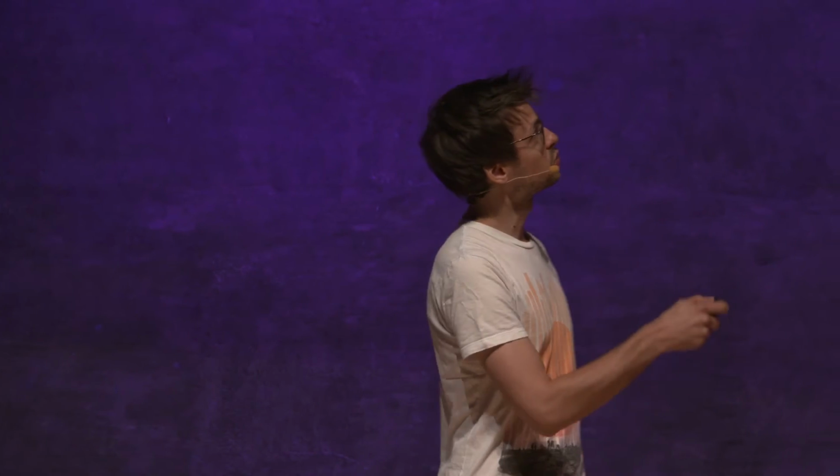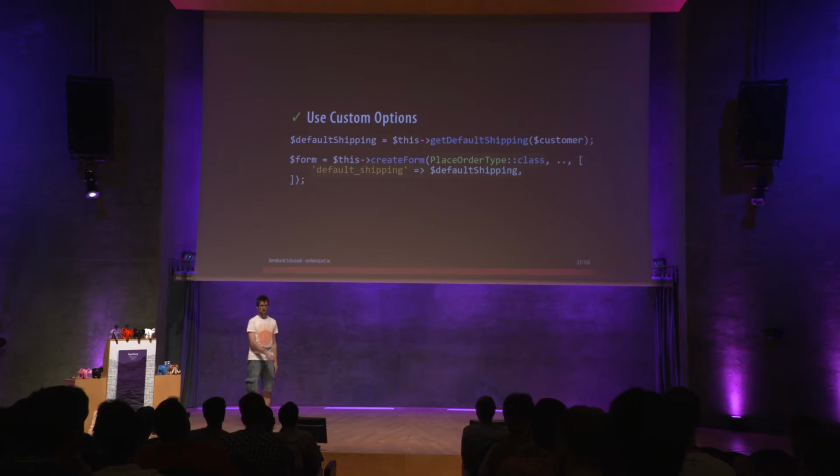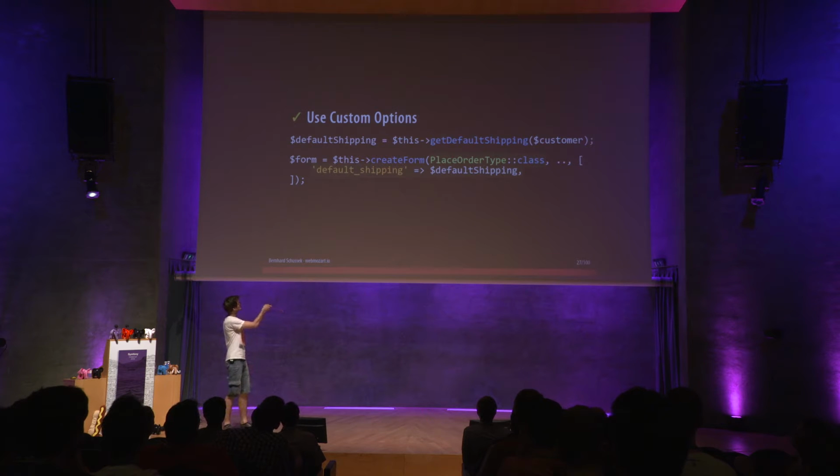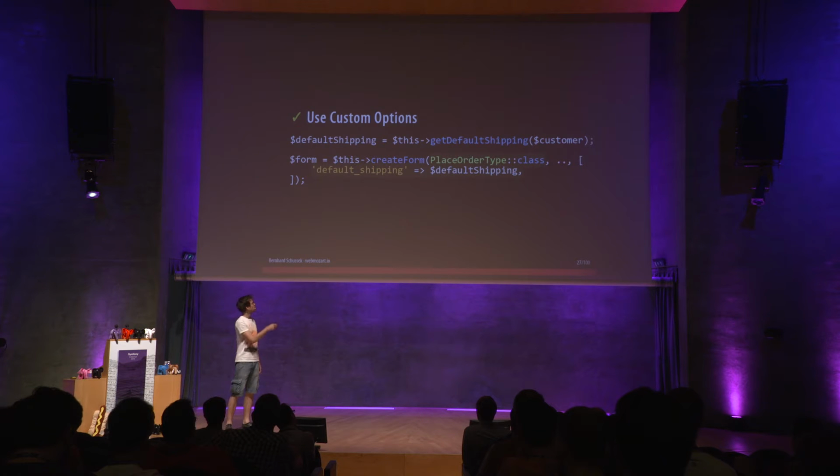There, you have to pass the class name, and instead, you can pass any information that you want to pass to your form through options. So use custom options for configuring your form instances. Here, for example, we have a PlaceOrderType for placing orders, and we want to pre-select some kind of shipping method. So we could add that option default_shipping to our form and fill it from our controller. It's very easy.